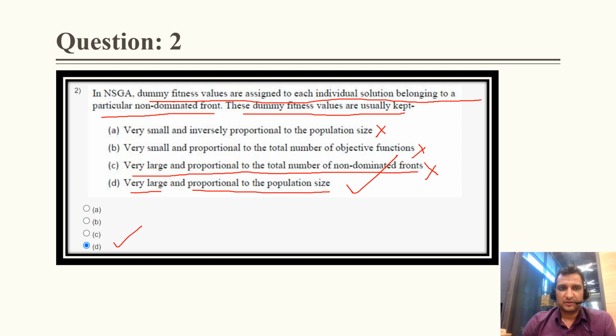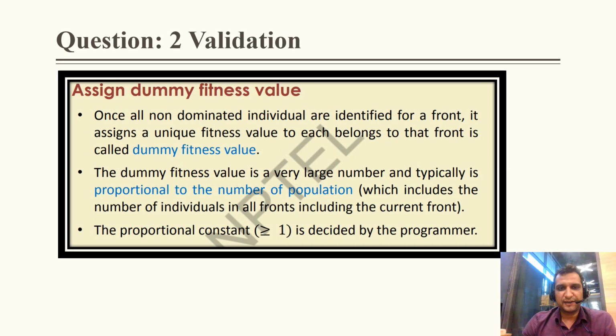So for question number 2, validation: the dummy fitness value is a very large number and typically is proportional to the number of population. Okay, so therefore option D is the correct one.